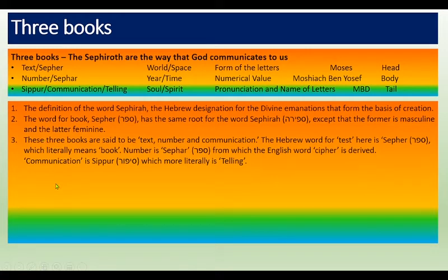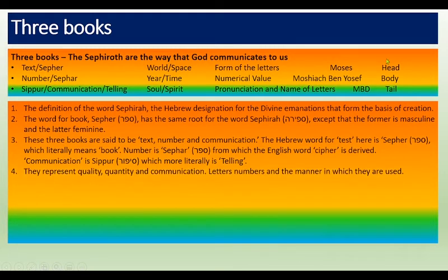The three books are said to be text, number and communication. The Hebrew word for text here is sefer, which literally means book. Number is sephar, from which the English word cipher is derived. Everything is coded. To a certain degree, everything is coded. It's a cipher for something. So everything's got hidden codes embedded within it. We've got to try and fathom out those hidden codes as best as we can. And communication is sipor, which more literally is telling.